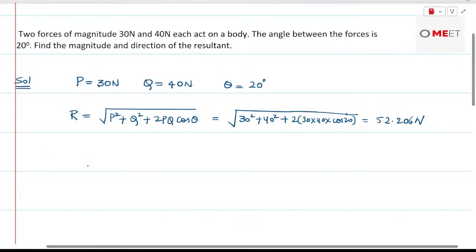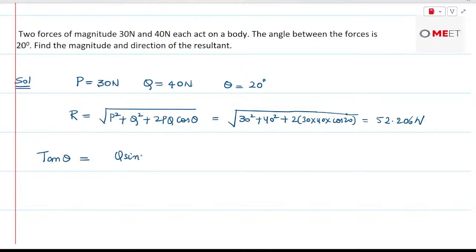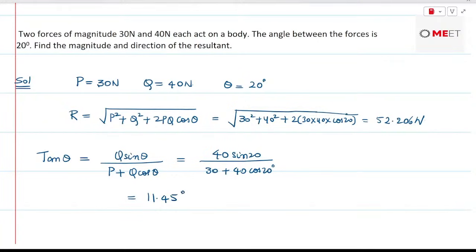For computing the direction of the resultant, the expression is given by tan theta is equal to Q sine theta divided by P plus Q cos theta. So Q is 40 into sine 20, divided by P, which is 30, plus Q, which is 40, cos 20. So here the angle would be equal to 11.45 degrees. So here we have taken the reference as 30 Newton.